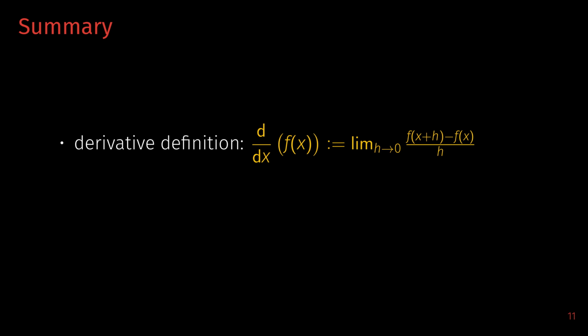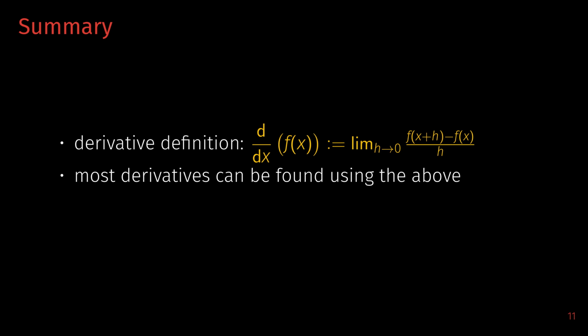So to summarize, we have the definition of a derivative, which is this limit as h approaches 0. Then we found that we can use this expression to find many of the derivatives of common functions. And we found out that d over dx is a linear operator.